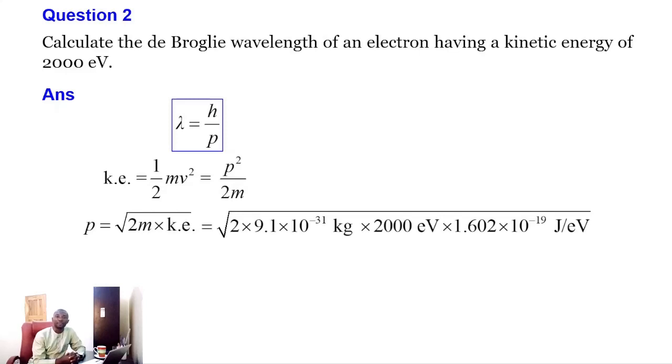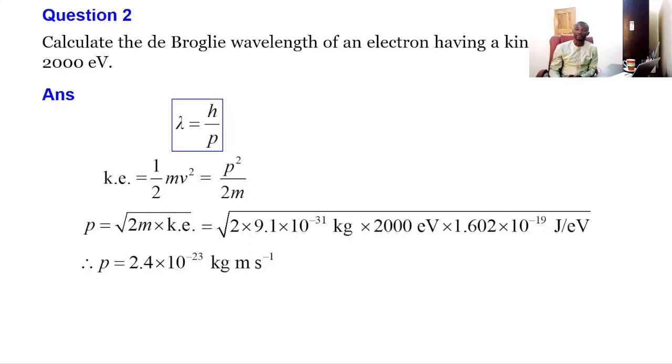If we substitute the values for the mass as well as the kinetic energy, we obtain this as the resultant mathematical expression. This is the mass of the electron, and this is the kinetic energy. Of course, we are multiplying the kinetic energy by 1.602 times 10 to the power of negative 19 joule per electron volt to convert it from electron volt to energy in joule. That gives the momentum of the particle as 2.4 times 10 to the power of negative 23 kg meter per second. Now that we've got the momentum of the particle, we can then substitute into the de Broglie formula.